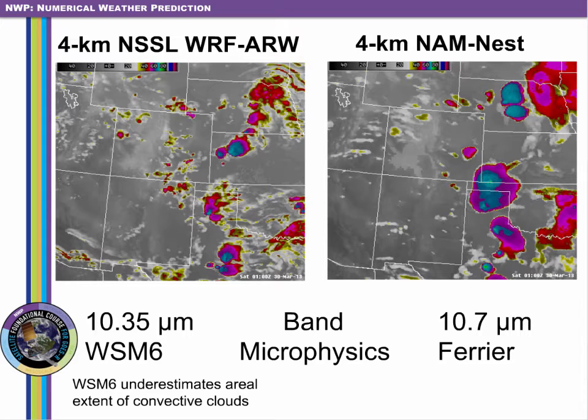The WSM6 microphysics package has a known bias to underestimate areal extent of convective clouds. That's with respect to GOES or the NAM-NEST synthetic imagery. Keep in mind, just because the Nissel-Whorf is underestimating areal extent of convective clouds, it doesn't necessarily make it a worse or better forecast than the NAM-NEST.